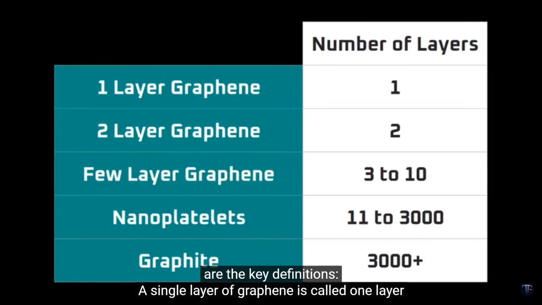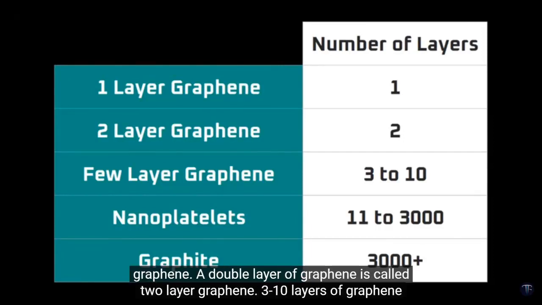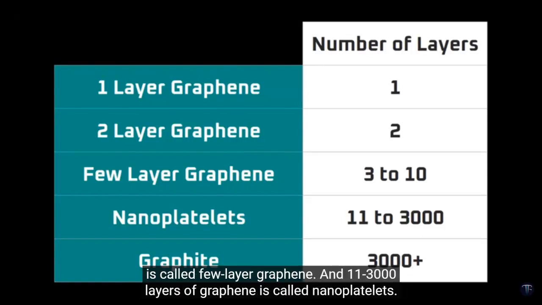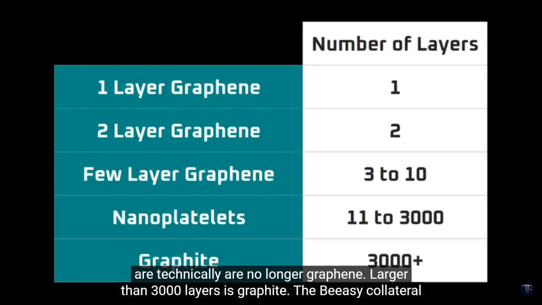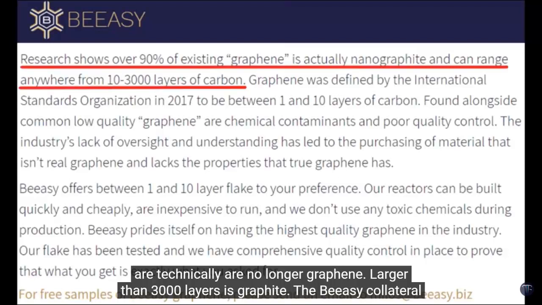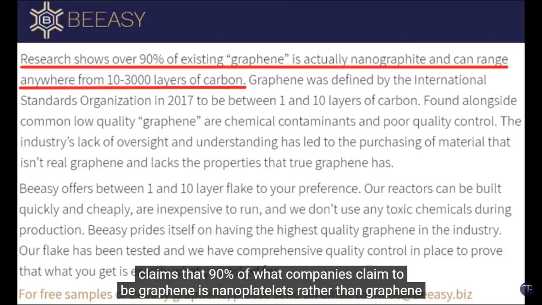3 to 10 layers of graphene is called few-layer graphene, and 11 to 3,000 layers of graphene is called nanoplatelets. Not graphene nanoplatelets, simply nanoplatelets. This is because that many layers of graphene are technically no longer graphene. Larger than 3,000 layers is graphite. The BZ collateral claims that 90% of what companies claim is graphene is actually nanoplatelets rather than graphene flake.